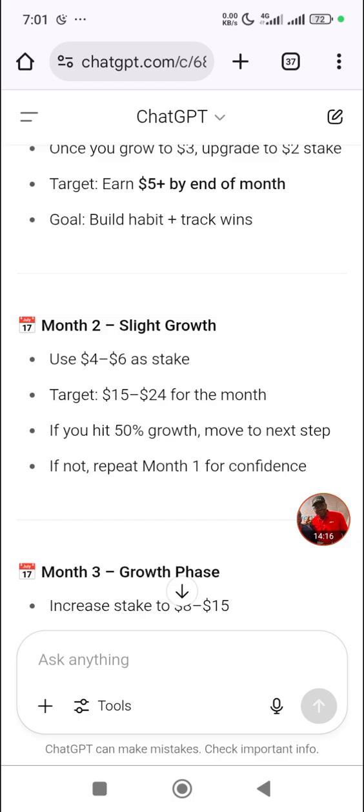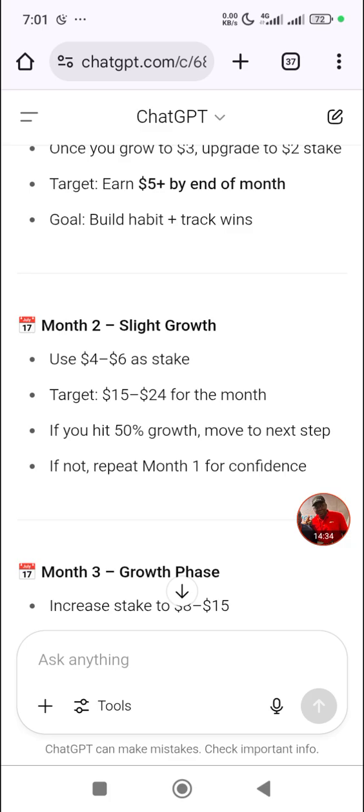Losses are accommodated in the plan, but not too many losses, just a few. So if you hit 50% growth of your target, you are okay. If, for instance, you made more than $15, you are good, you are fine. It means you can move to the next step.